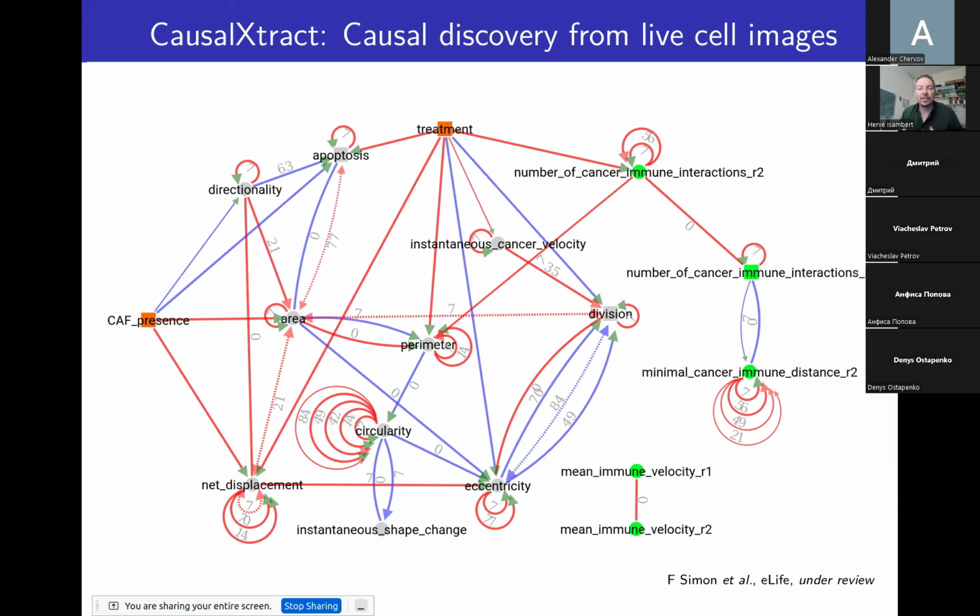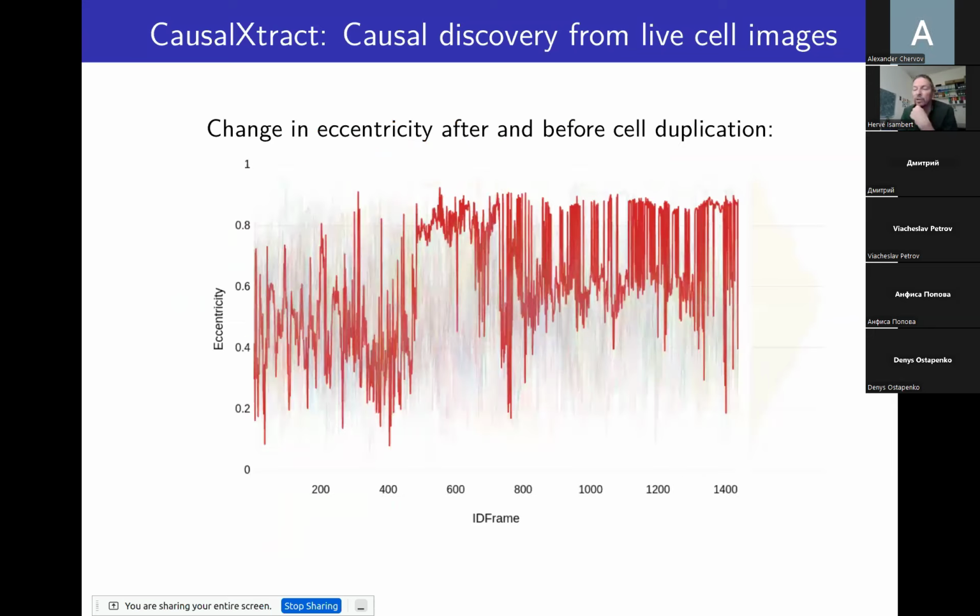Once this decision is made, the cell becomes very round, and then 2 or 3 hours later eventually divides. So you see that this method can capture these different causal or non-causal effects, including delays. And with that, I think I'll conclude, because I'm way off my time.